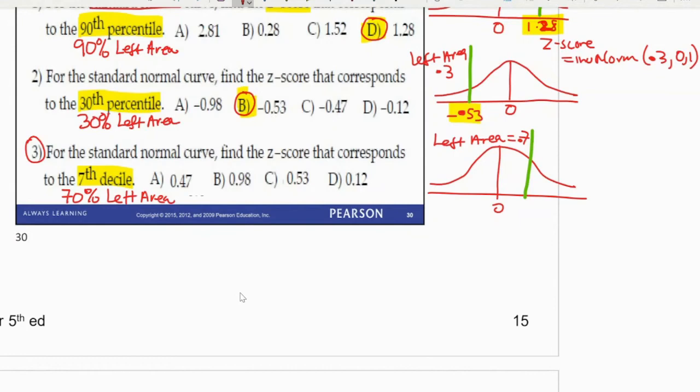And you are always interested in the left area. Your interest is always in the left area. So in this case, the z-score we're looking for will be the inverse norm. Then we have 0.7, 0, 1, and I don't know what that will give you. We are expecting a positive answer because the line is a little bit above 0.